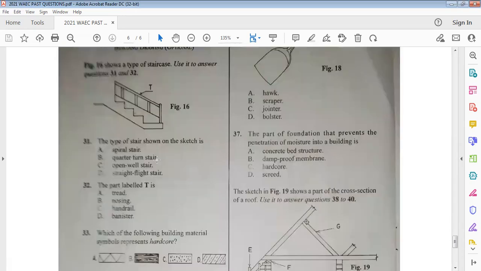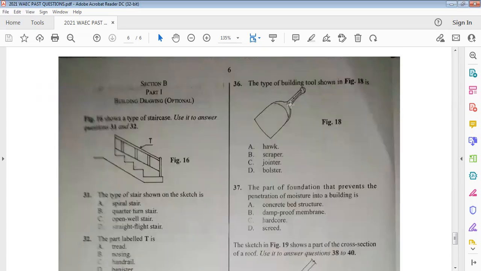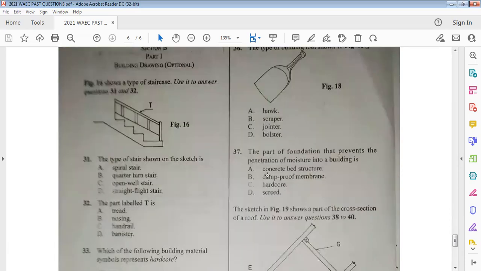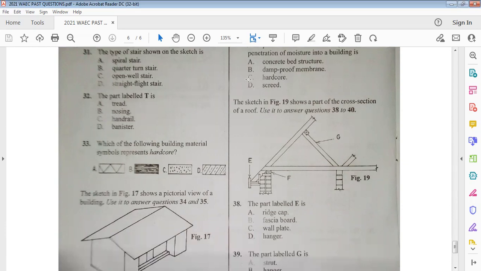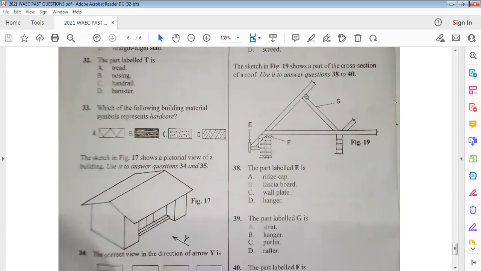Let's move to question 36. The type of building tool shown in figure 18 is known as bolster. Bolster is the correct answer. Then question 37. The part of foundation that prevents the penetration of moisture into a building is known as damp-proof membrane. So we have to use figure 19 to answer question 38 to 40.